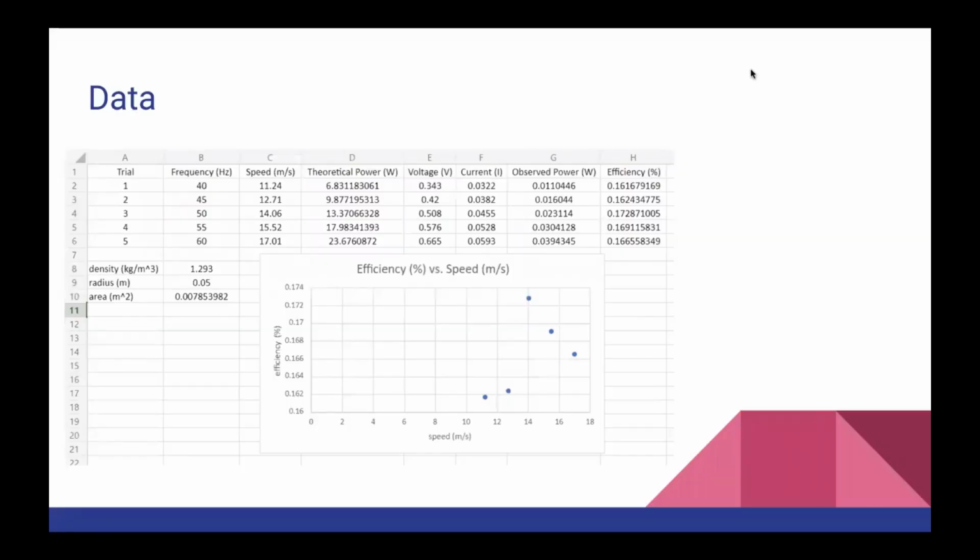Well, here's the data we get from the experiment. We have 5 trials and our efficiency is about 0.167%. It's very low, but I think by following the same procedure of testing, we can get the efficiency of different wind turbines, and by comparing them, we can get some conclusions.